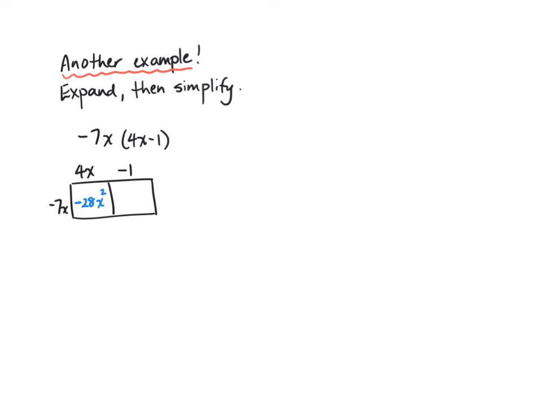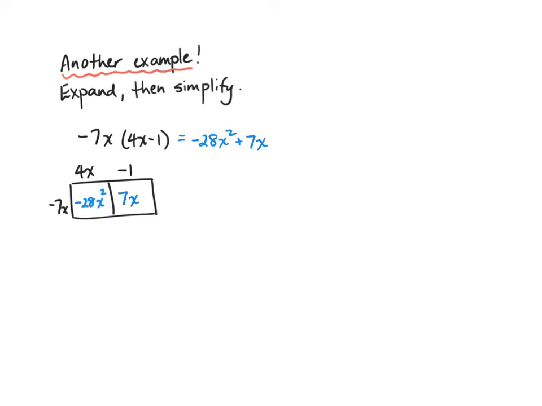Let's take a look at our next two terms. We've got still the negative 7x, and this time we have a negative 1. So we will recall that a negative times a negative is going to give us a positive. So negative 7 times negative 1 is positive 7, and we have an x there. We could write our answer as negative 28x squared plus 7x.